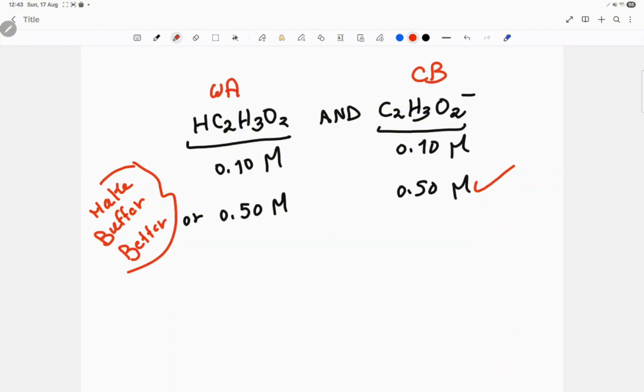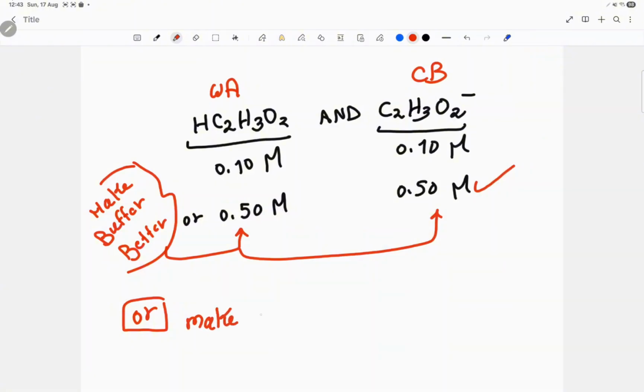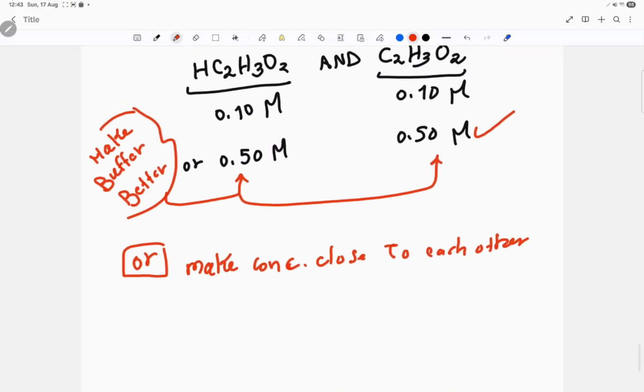So to make a buffer better, you want to make the concentrations higher, or you can make the concentrations close to each other. For example, if they are both 0.10, that's better than one of them being 0.10 and one of them being 0.5. It's better to keep them close to each other.